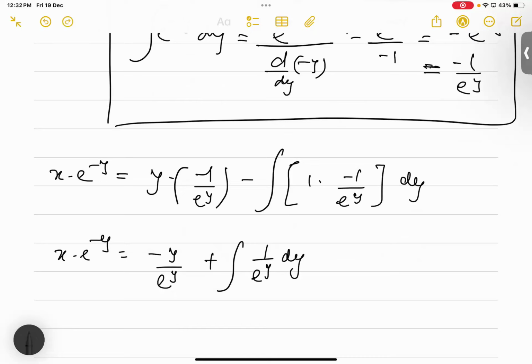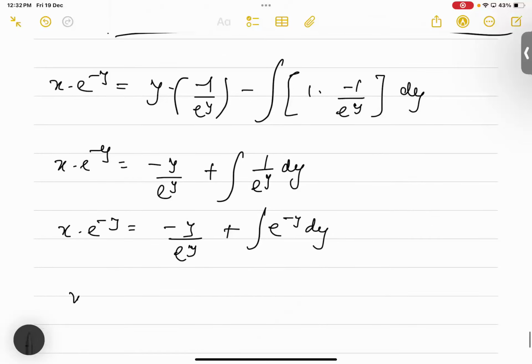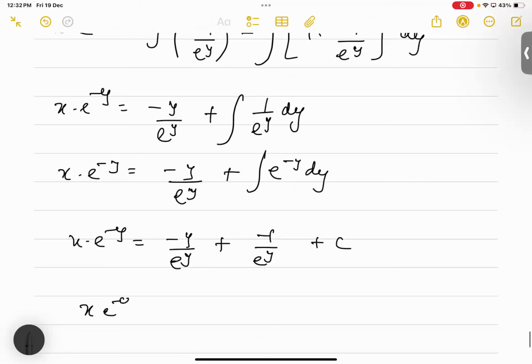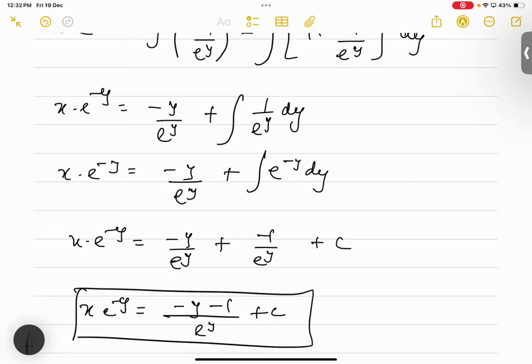So you need to understand all these things. Otherwise the topic becomes difficult. And e raised to minus y का integration we already have done. Minus 1 upon e raised to y plus c. General solution.